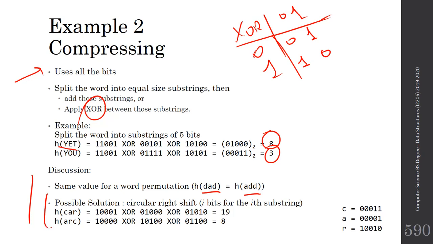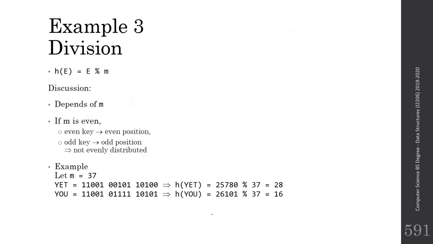So a possible solution is that we can do a circular shift. So we do a circular shift on each of the characters, and we will end up with a modified hashing value. So let's move to a third example, which is called the division. Mostly we'll be using this in our examples. So we have a hashing function. We have a number, a string, or whatever you want, and we just do modulo m, where m is the size of the hashing table.